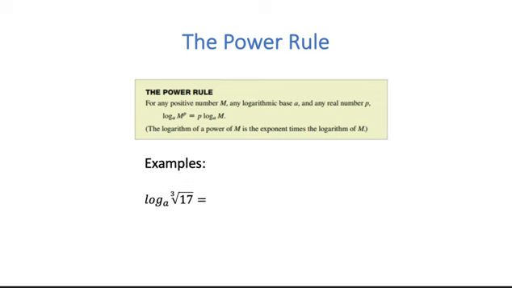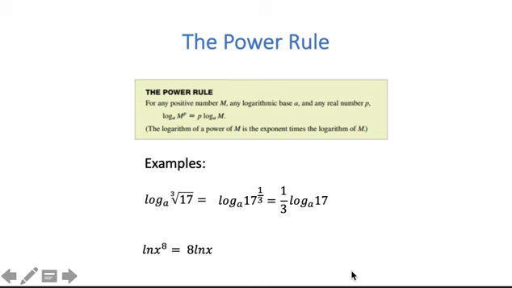So when we have the log base a of the cubed root of 17, the cubed root of 17 is the same thing as 17 to the 1/3 power. And the power rule allows us to take that exponent and write it in front of the logarithm. So it's equal to 1/3 times the log base a of 17. Look at another one. The natural log of x to the 8th is equal to 8 times the natural log of x, just bringing the 8 down in front.